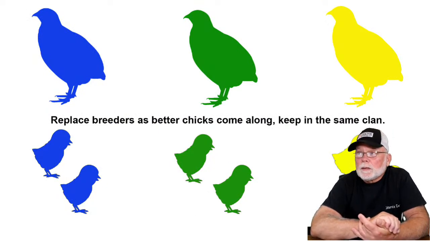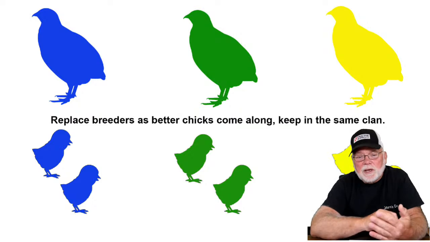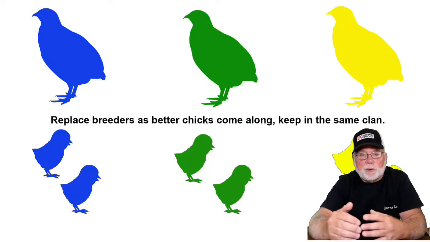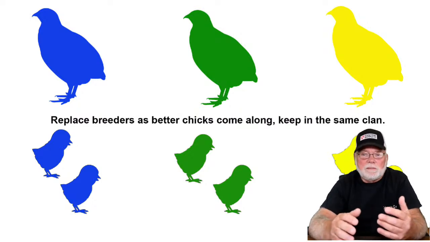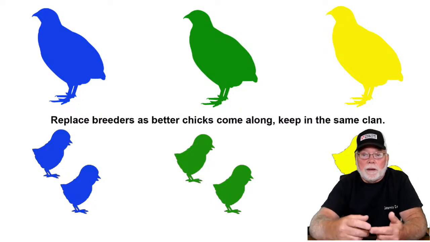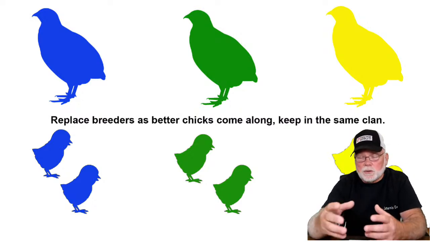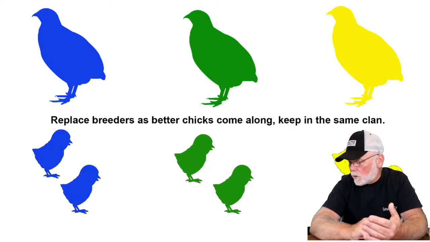So with Coturnix, growing up so fast and laying eggs so fast, you're probably not going to want to replace your breeders out of the first generation of chicks. You can go ahead and breed 3, 4, probably even 5 generations, and then select the chicks that you want to put into that breeding program and retire the hens that are already in there.